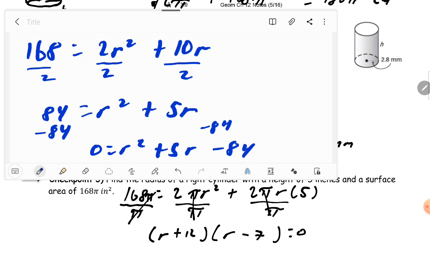So we have two answers here. r is negative 12 or r is 7. Since we're dealing with actual length, the radius can't be negative 12. So the radius is 7.